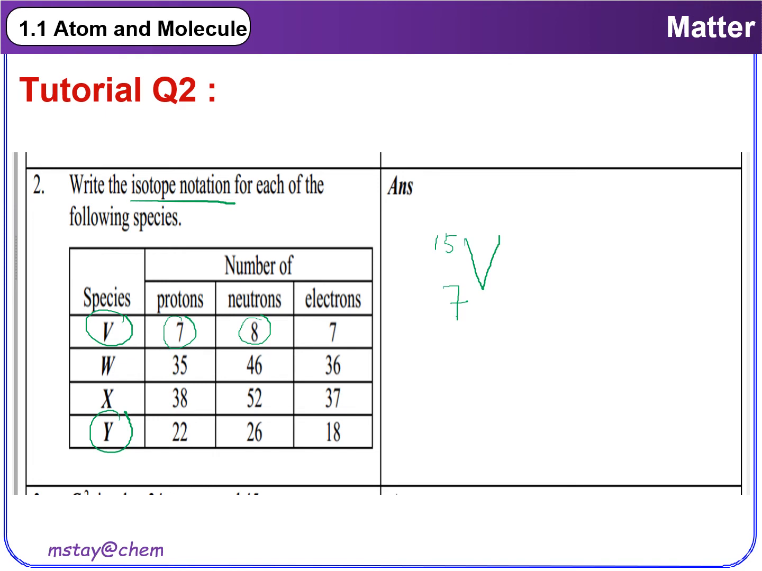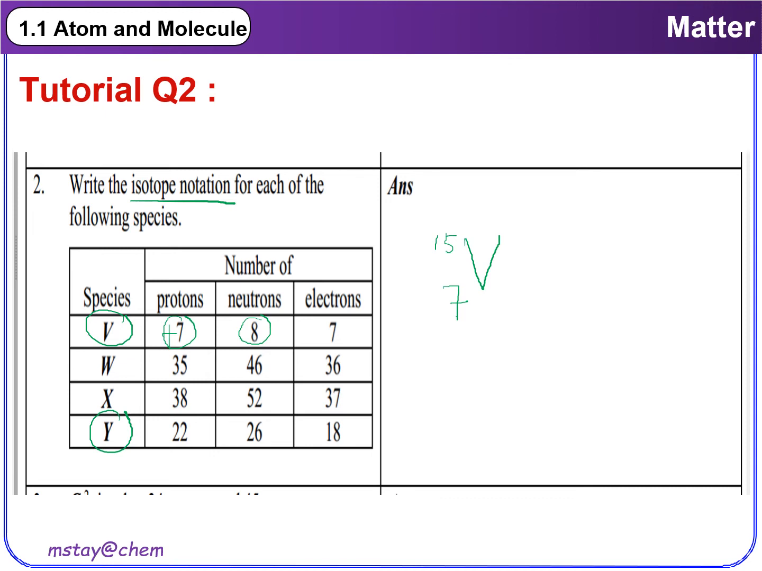Proton is positively charged, so I'm going to put a positive sign here. Electron is negatively charged, so I'm going to put a negative sign here. Positive 7 plus negative 7 gives 0. If there's no charge, we no need to put 0 here. Okay, so the next one is species Y.